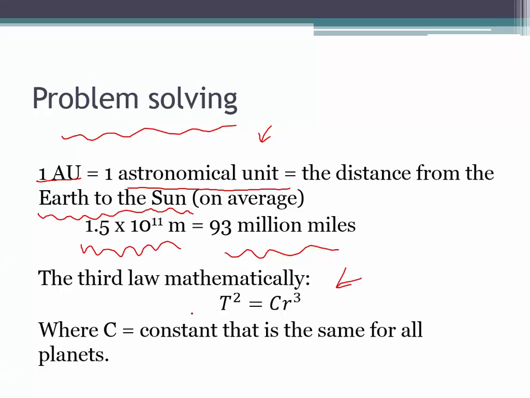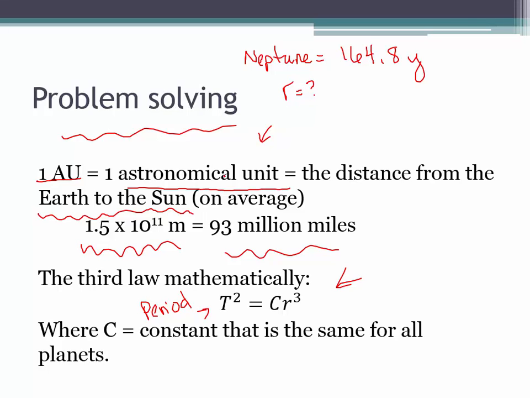So let's just do a little example real quick so that we can just see how this all pulls together. I was going to go to my whiteboard, but it doesn't seem like it wants to do that, so I'll just do it up here. So let's look at Neptune. Neptune has a period, that's what the T stands for, period or time for one complete revolution. A period of 164.8 years. So my question is, how far away is it from the Sun on average?